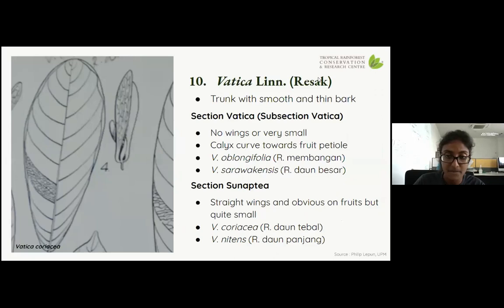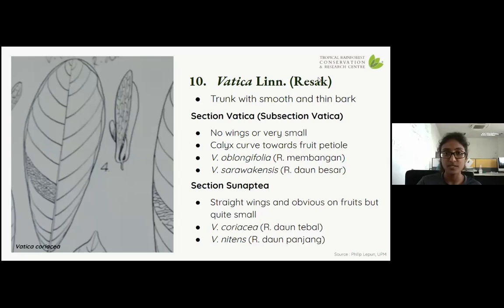Okay, now we are in the last genus, the 10th genus, Vatica. For Vatica, the trunk is smooth and the bark is thin. There are many sections for Vatica, so I'll only go through section Vatica, subsection Vatica, and also section Sunaptea.